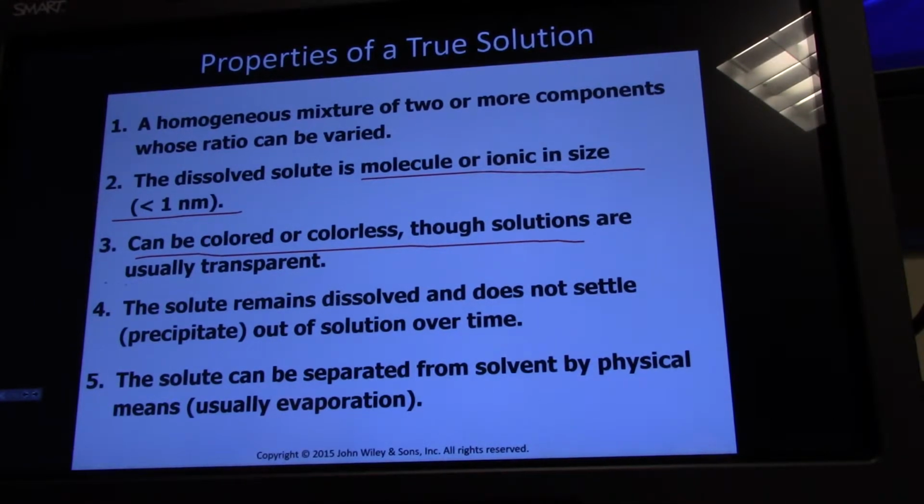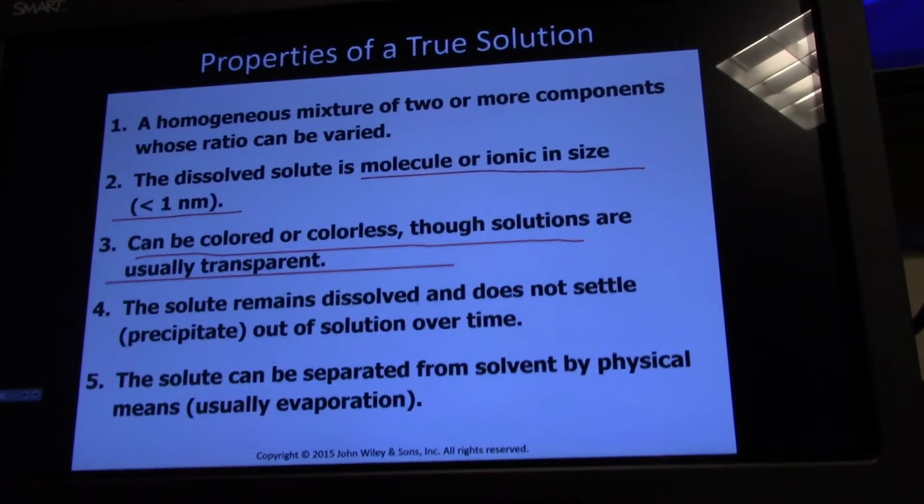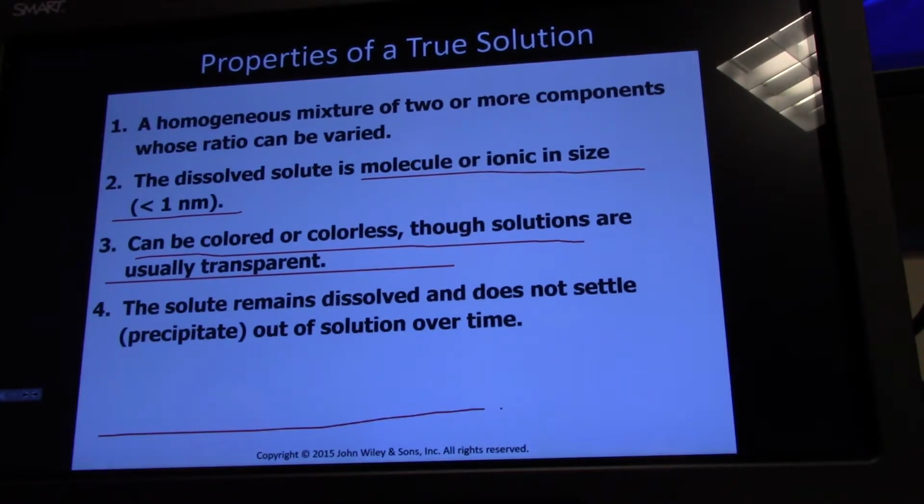Solutions are always see-through. If something is not see-through, it is not a true solution. So even if it's colored, like grape Kool-Aid, you should be able to see through it. If you shoot a laser at it, it should go through, even if it's colored. The solute will remain dissolved and does not settle out. And the solute can be separated from the solvent by physical means, usually evaporation.